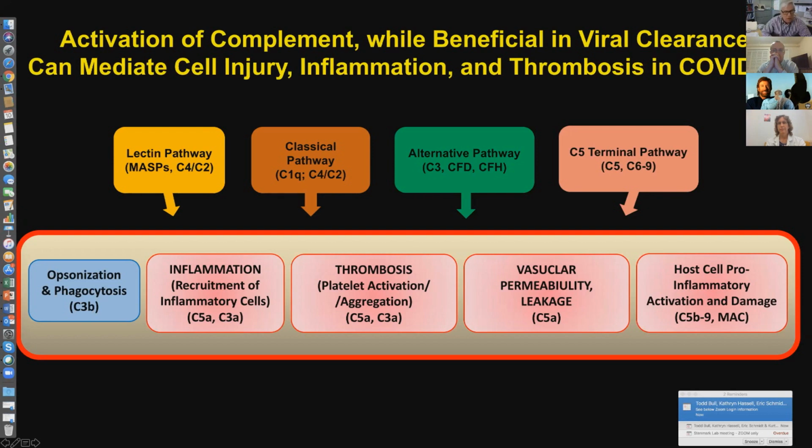When you have local tissue complement activation, be it through any of the 3 classical and maybe 4 classical pathways, the lectin pathway, which will be directed at the virus itself, the classical pathway, and the alternative pathway, they will have downstream effects that can mediate inflammation through products such as the anaphylatoxins C5a and C3a. Those same products are highly important in platelet activation and ultimately aggregation. Vascular permeability and leakage can also be mediated by C5a, and host cell responses such as inflammatory activation, ultimately damage, and probably even apoptosis can be mediated through activation of the terminal pathway.